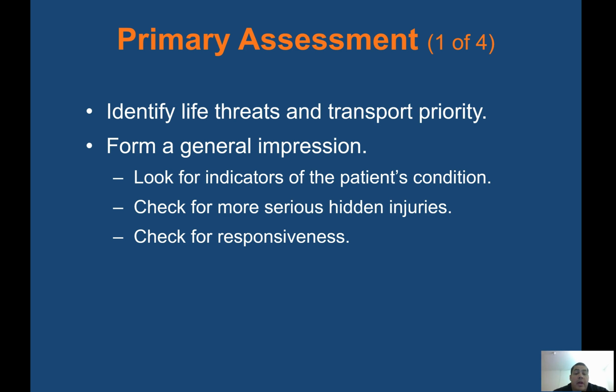Primary assessment. Identify life threats and transport priority. Form a general impression. Look for indicators of the patient's condition. Check for more serious hidden injuries. Check for responsiveness. So every time you're walking up to a patient, you're forming a general impression. You want to make sure. Use the AVPU scale: alert, verbal, painful, unresponsive. Is the patient tracking you when you get in?